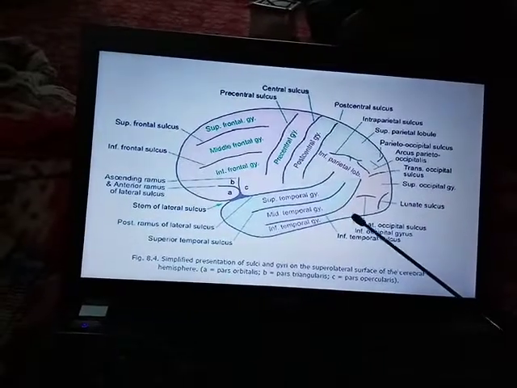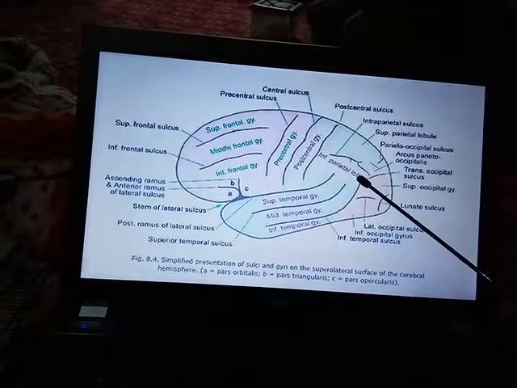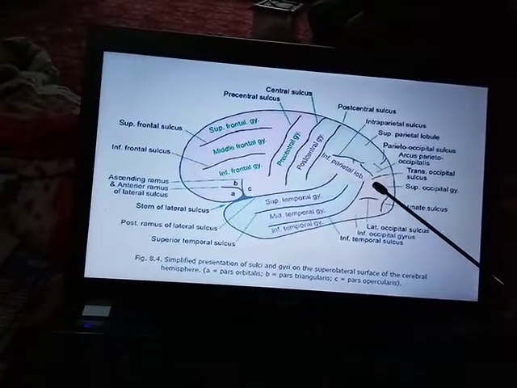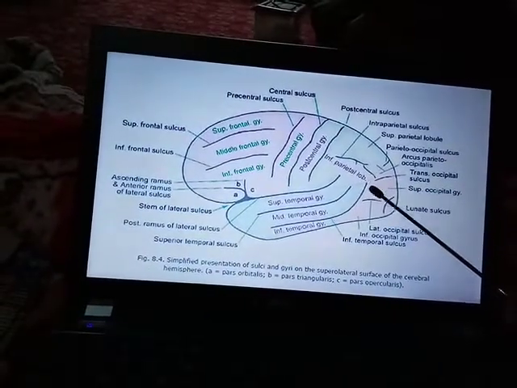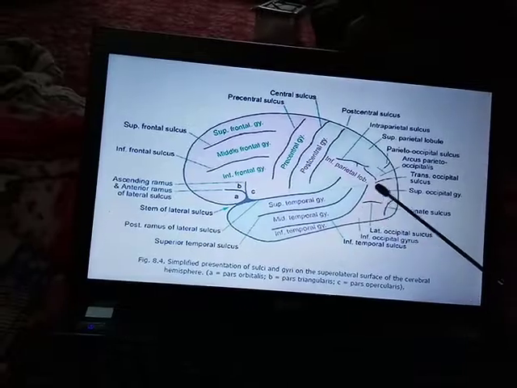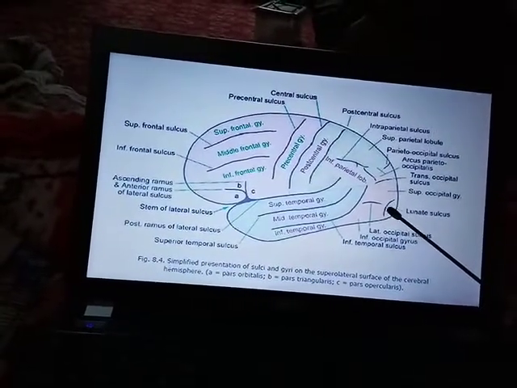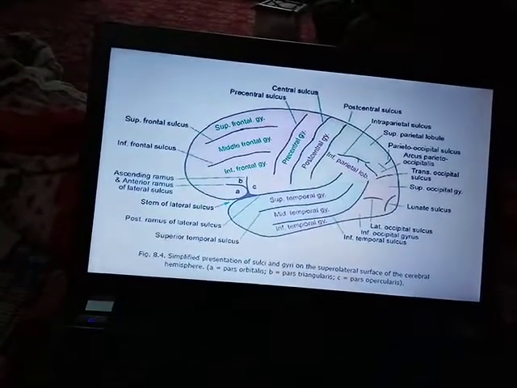Then this is the occipital area. In this occipital area you have three types of sulci. You have the transverse occipital sulcus, then you have the lateral occipital sulcus, which divides the area into the superior occipital gyrus and the inferior occipital gyrus. Then you have the lunate sulcus, which is moon shaped, and it is present at the tip of the occipital lobe.